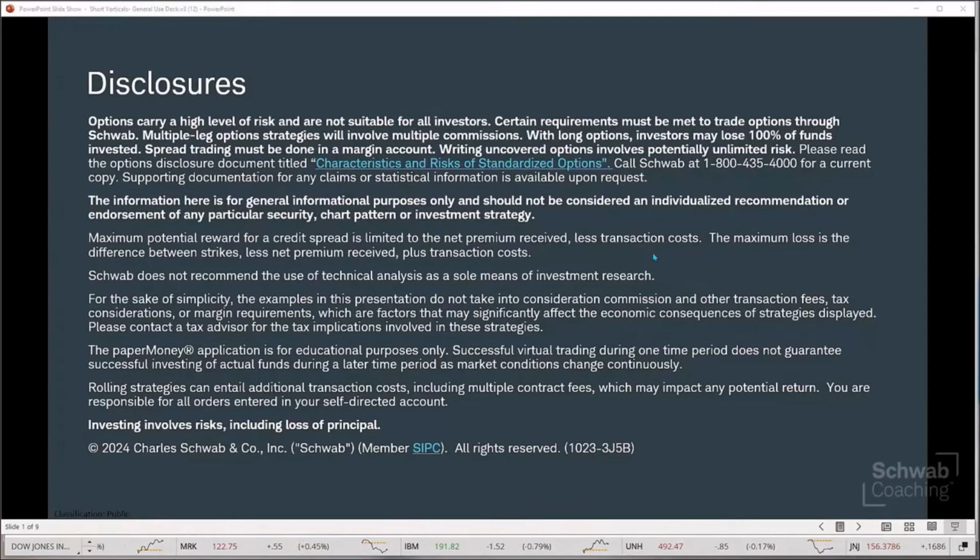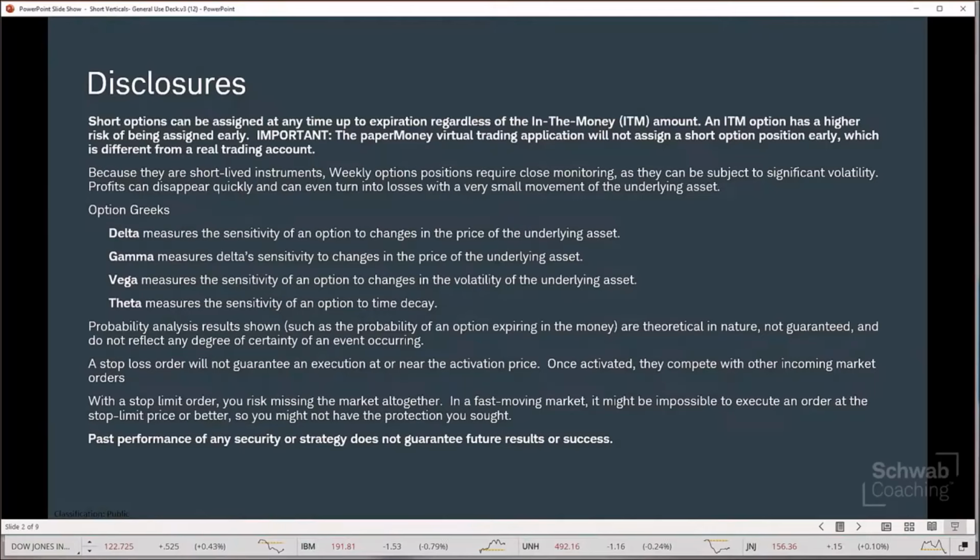And also, it's important to remember, investors, that short options can be assigned at any time up to expiration, regardless of the in-the-money amount. An in-the-money option has a higher risk of being assigned early. It's important to keep that in mind because the paperMoney virtual trading application will not assign a short position early, which is different from what could occur in a real trading account. We'll discuss the option Greeks as we go along. Also, do remember that past performance of any security or strategy does not guarantee future results or success.